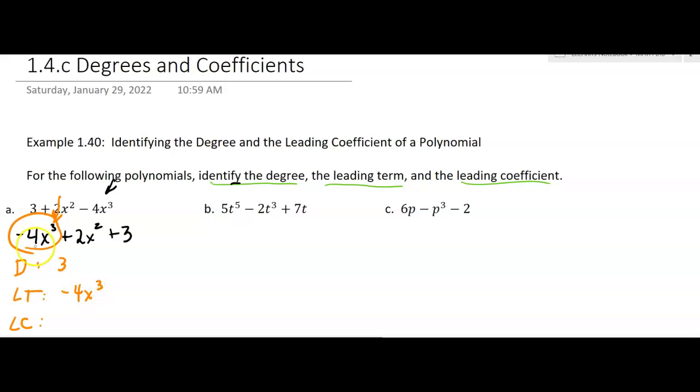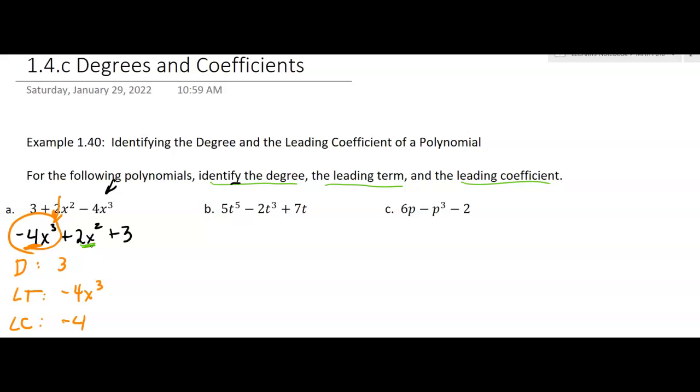The leading coefficient is just the coefficient. I use that word coefficient a lot, so you'll get used to it, but it's negative 4 in this case. It's the number in front of the term. Just as a side note, if I wanted to know the coefficient for that term, it would be 2. It's not the leading term, so it's not the leading coefficient, but just FYI.